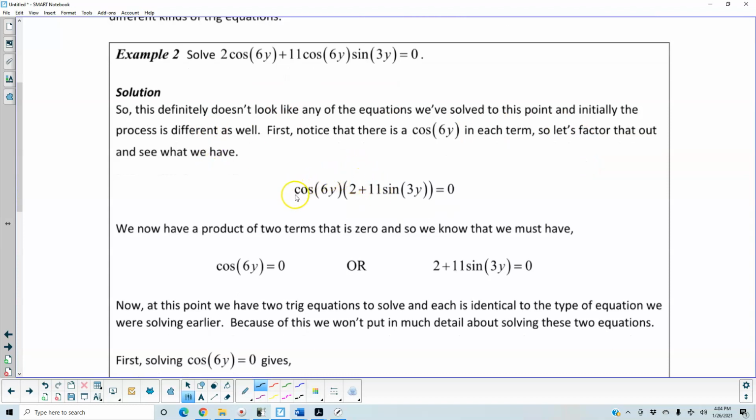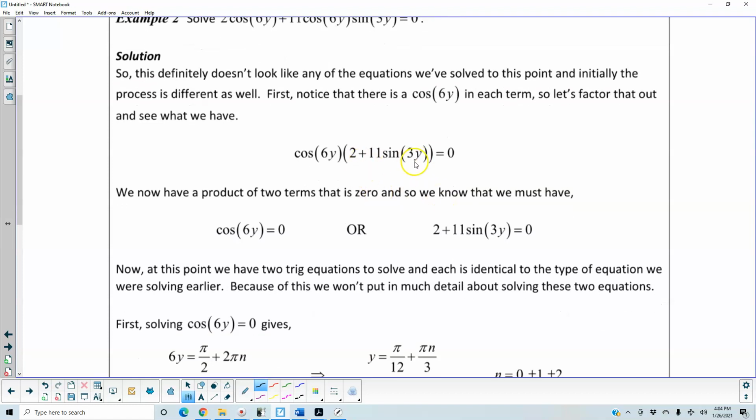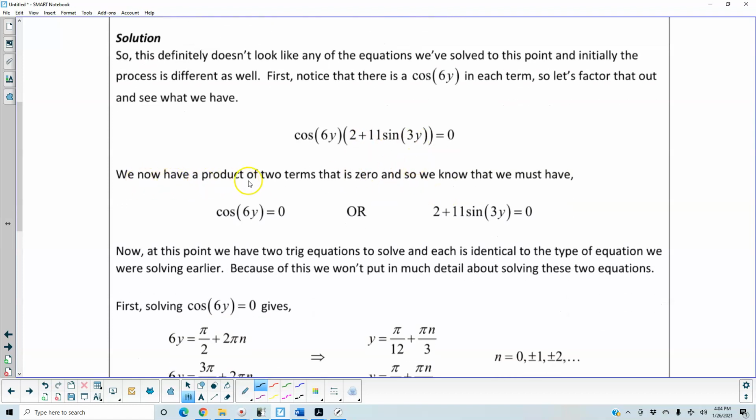So if we factor out the cosine of 6y, what's left is 2 plus 11 times the sine of 3y, which is equal to 0. And now we're going to use the zero product rule. So we now have a product of two terms that is 0, and so we know that we must have cosine of 6y, which is equal to 0, or 2 plus 11 times the sine of 3y, which is equal to 0.